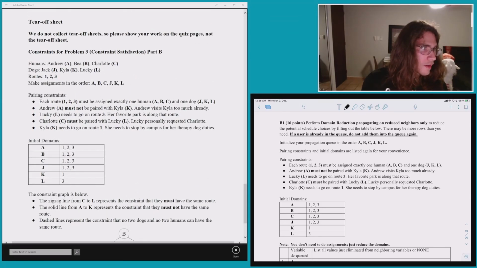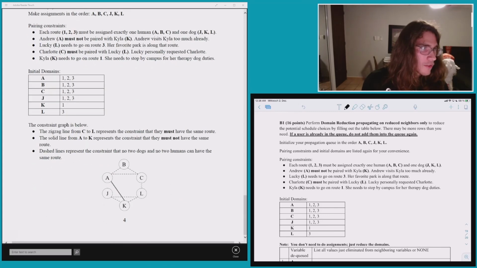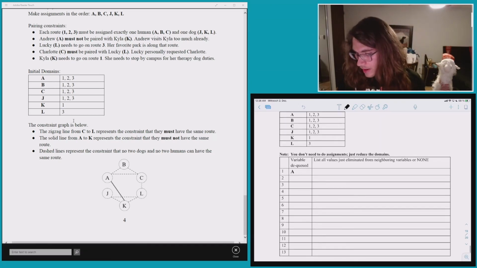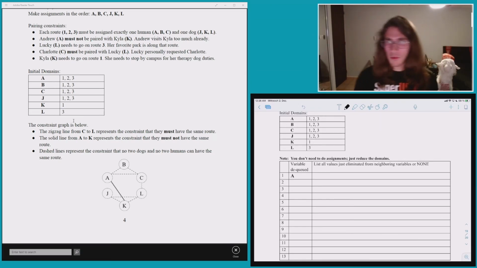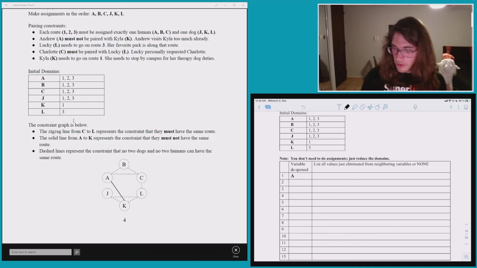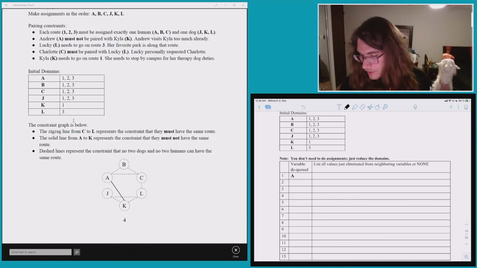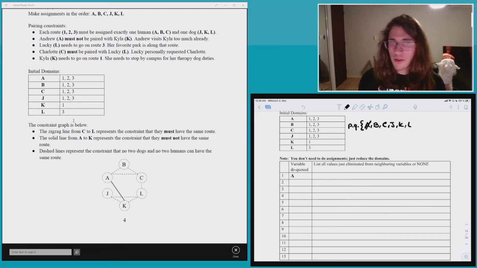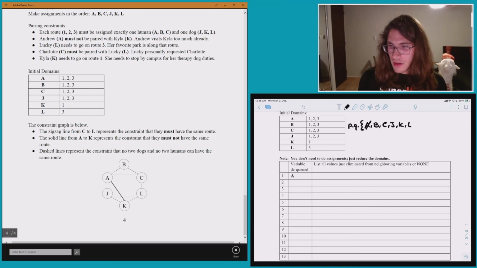And I'm going to scroll down and just cut out some of the context because I want to be able to see the constraint graph. And now I have all the information at my disposal. So the first thing to do here is I'm going to start a prop queue. And because this is domain reduction, all the variables start on the prop queue in alphabetical order. So A is dequeued according to the instructions.